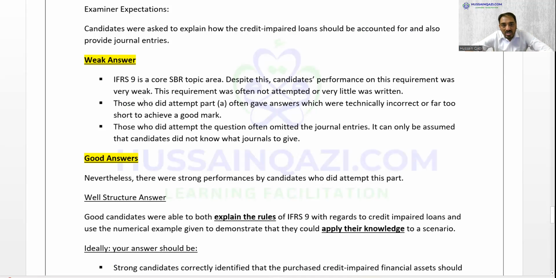Number two, those who did attempt part A often gave answers which were technically incorrect and far too short to achieve good marks. So, okay, that means you must have a good coverage of the entire syllabus. Those who did attempt the question often omitted journal entries. That means you haven't read the requirement carefully. Read the requirement carefully. It can only be assumed that candidates did not know what journals to give. Okay, so overcome these things.